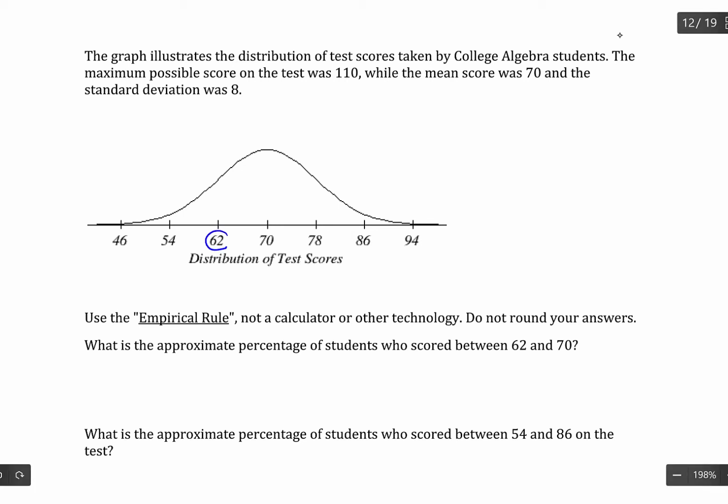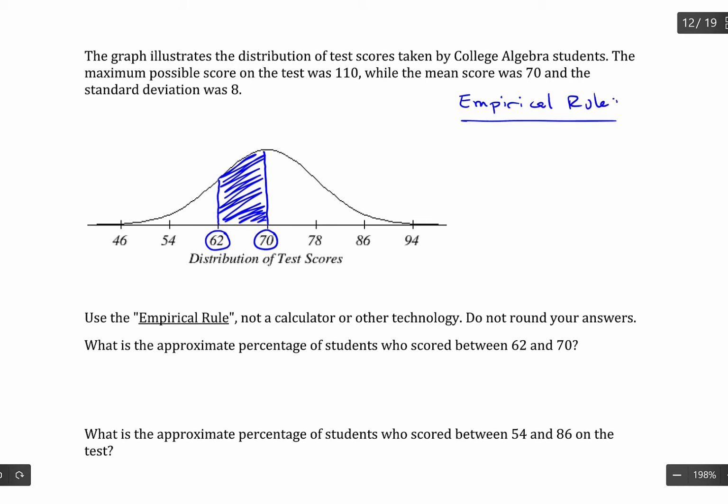So 62 and 70, those values appear right here and right here. So the approximate percentage of students that scored between those values is going to be this amount of students that I've shaded there. Now, to use the empirical rule and not a calculator or any other technology, what we need to do is take some basic facts from the empirical rule and try to apply them. So those basic facts that you need to know are these.